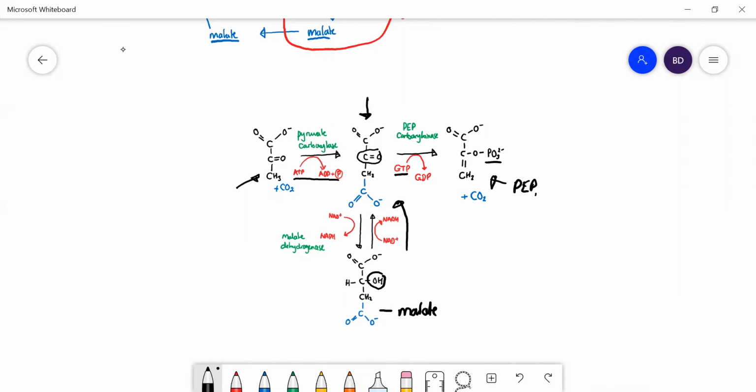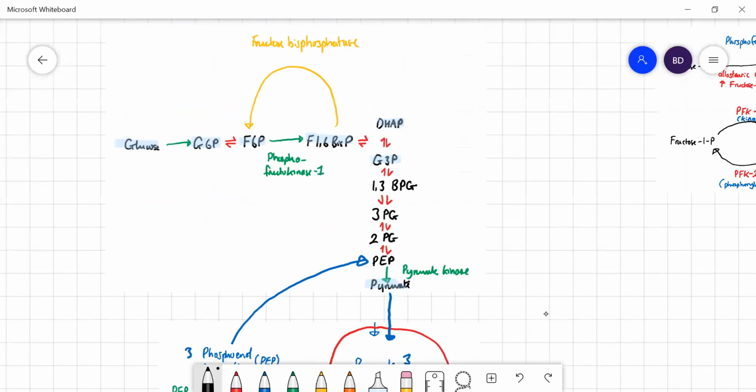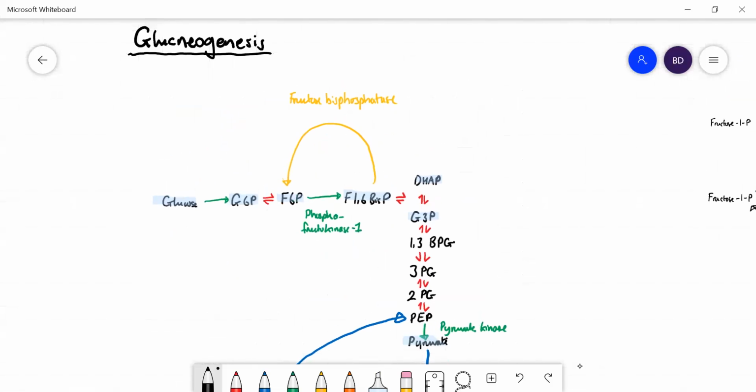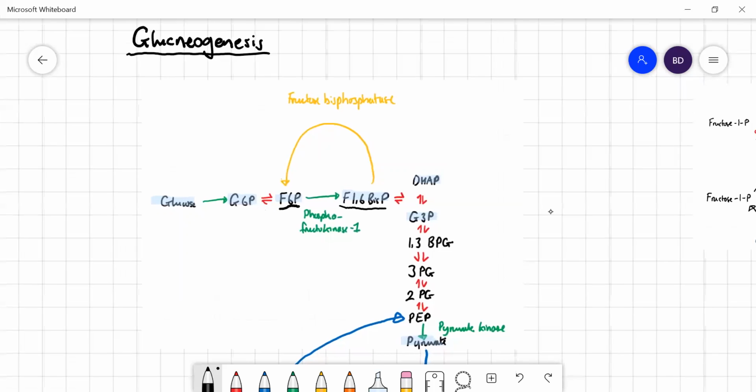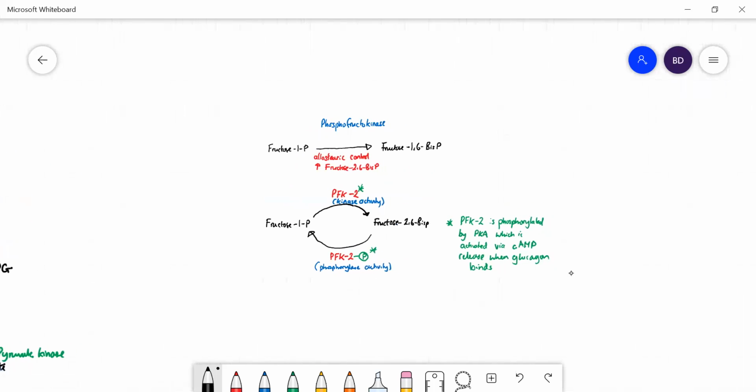Now, we know about the last step with pyruvate kinase. Let's have a look at these earlier steps, what's going on there. This one here is the difficult one to understand, really. You've got fructose 6-phosphate going to fructose 1,6-bisphosphate, and the enzyme that catalyzes that is phosphofructokinase 1. That is an enzyme which is controlled allosterically. If you remember what allosterically means, we just look what's going on there. We can make that a bit bigger.